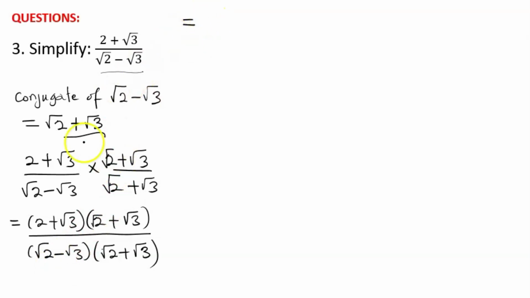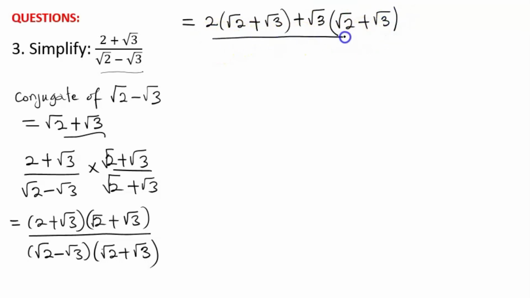The numerator is going to be that this root 2 is going to multiply this bracket, plus root 3 is also going to multiply this bracket. Okay, so if that is done, let's just open it. I have root 2 into root 2 plus root 3. Then I'm through with that bracket. I'm bringing in root 3 also to multiply the same bracket. Now everything divided by, of course, this is difference of 2 squares.